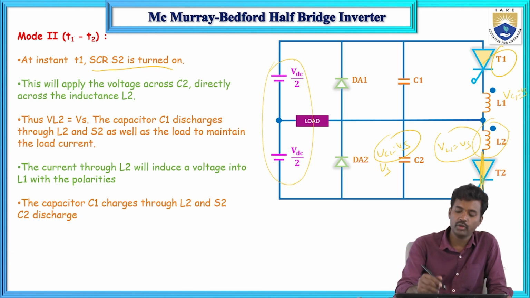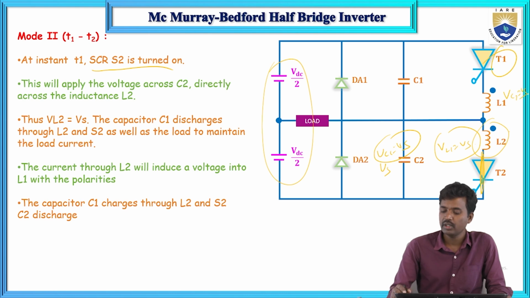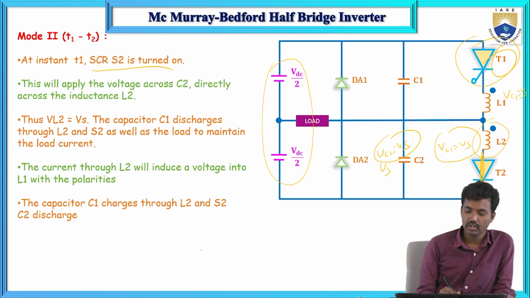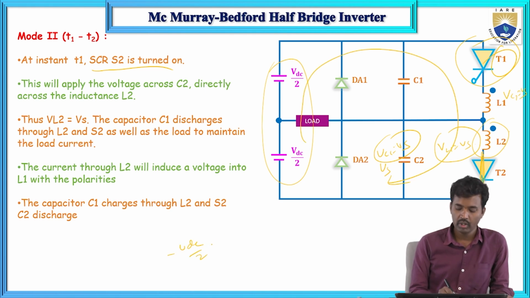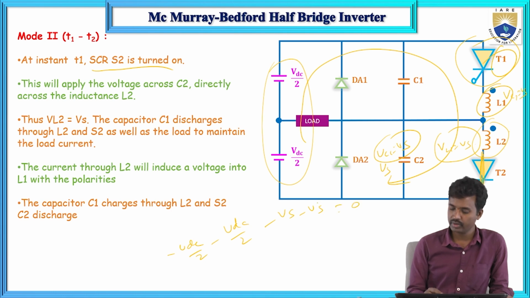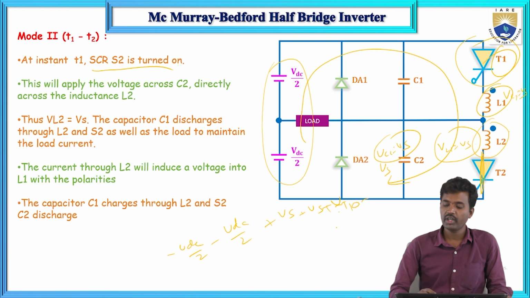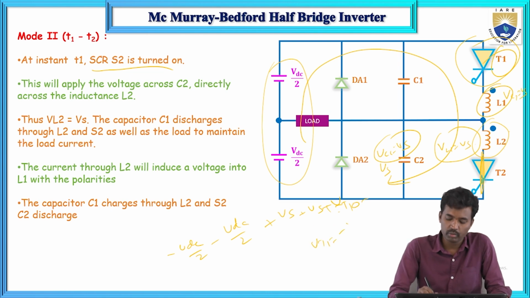So total VDC by 2 minus Vs and minus Vs. This voltage equals minus Vs. Now if you apply KVL in this loop, minus VDC by 2 and minus VDC by 2, and this is minus Vs, this voltage, and next this is minus Vs. So that equals, this is plus and this is plus, and VT1 plus VT1. So what will happen? VT1 equals minus Vs.